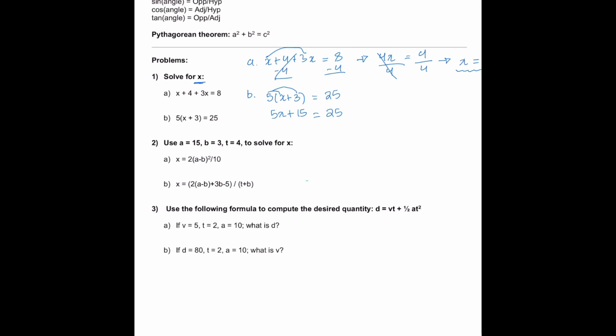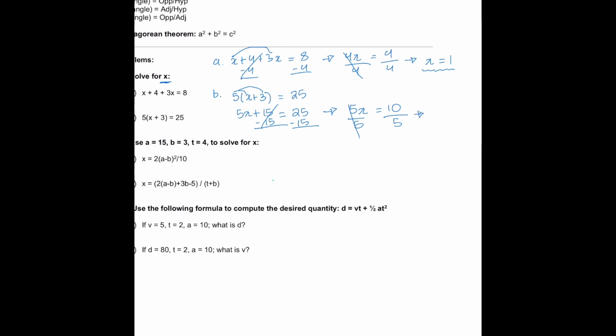So remember, we want to do everything in order of PEMDAS, which is parentheses, exponents, multiplication, division, addition, and lastly subtraction. Since we want to get the x by itself, we're just going to subtract 15 on both sides. This will cancel out. So then this will give us 5x is equal to 25 minus 15, 10. Since we are solving for x, we divide by 5 on both sides, this one cancels out. So your answer for part B would be x equals 2.